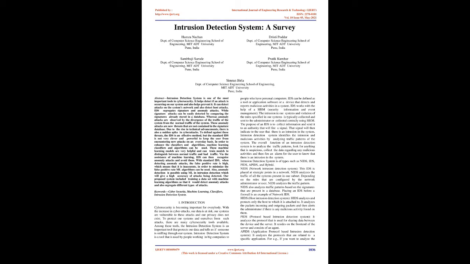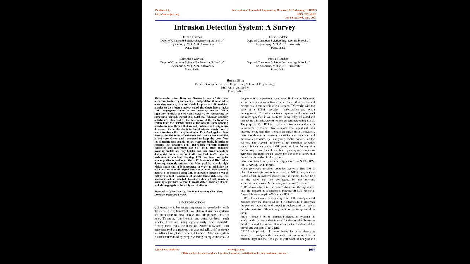The purpose of an IDS is to collect information and send it to an authority that will fire a signal. That signal will then indicate to the user that there is an intrusion in the system. Intrusion detection system identifies the intrusion and malicious activities by analyzing traffic patterns of the system. The overall function of an intrusion detection system is to analyze the traffic patterns, look for anything that is suspicious, collect the data regarding any malicious activities, and then fire an alarm for the user to know that there is an intrusion in the system.